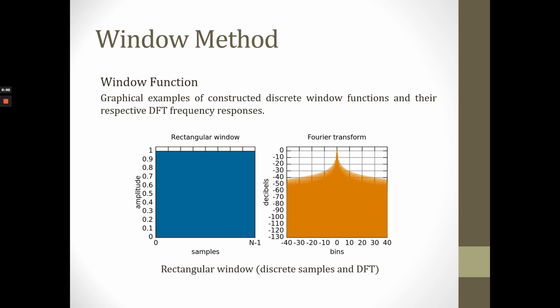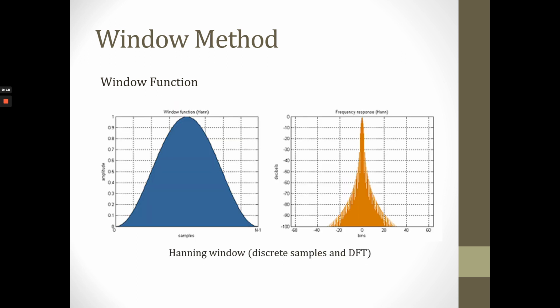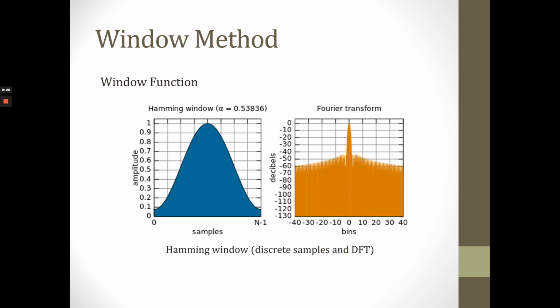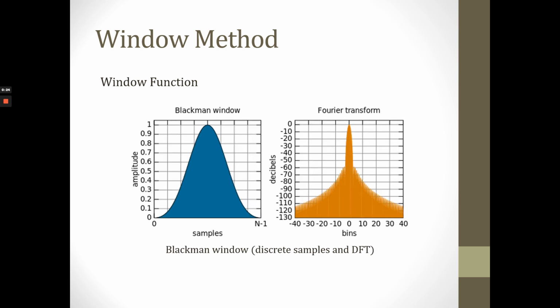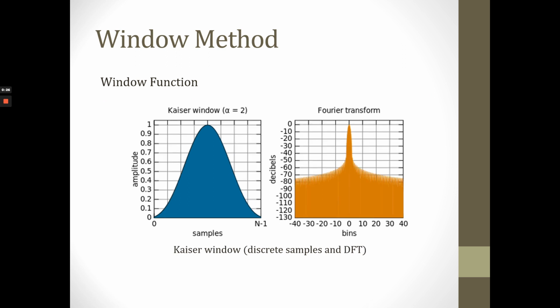This is the graphical examples of constructed discrete window functions and their discrete Fourier transform frequency responses. These figures show the graphical examples for rectangular window, Hamming window, Blackman window, and the last one is Kaiser window.